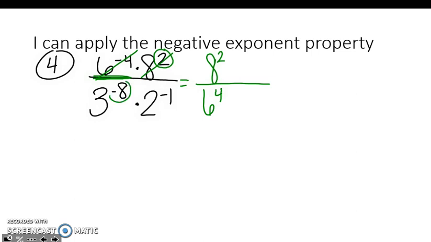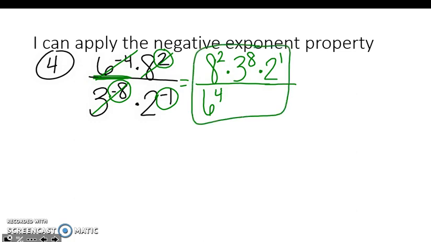So it needs to stay on the top since it was already on the top. 3 to the negative 8, okay, we don't like negative exponents. We've got to make them positive. So since it's on the bottom, we're going to move it to the top and make it positive. And then 2 to the negative 1st is on the bottom. We don't like negative exponents, so we have to move it to the top so that this is our final answer. And every exponent in all of your answers from now on has to be positive.